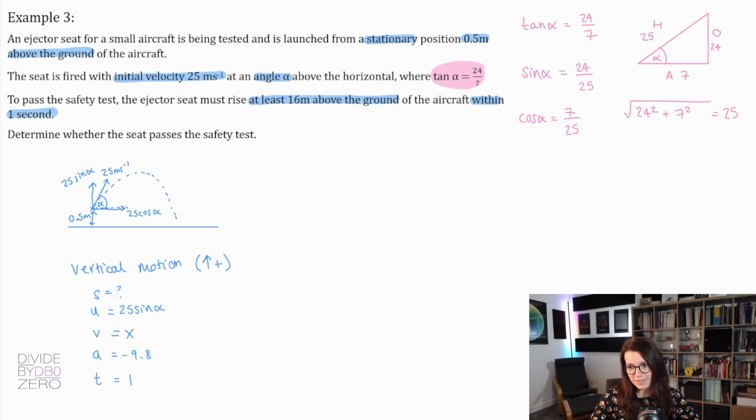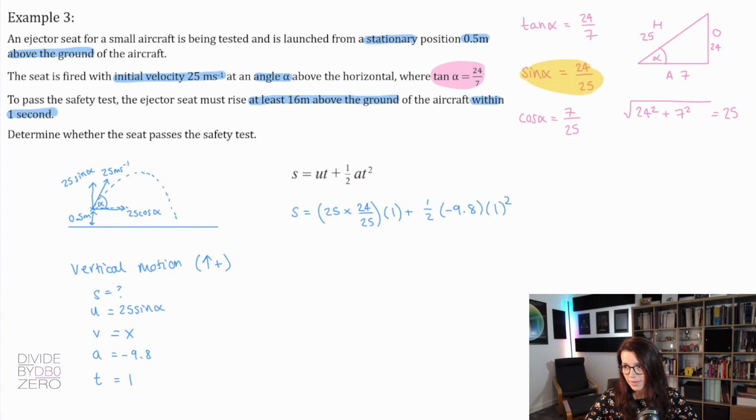The suvat equation that does not involve v is here. Sub in your values to work out s. Now u is 25 sine alpha, and we know from earlier that sine alpha is 24 over 25, and the rest we can just sub in. I'll just point out where that came from again. When we type that in, we get 19.1 meters.